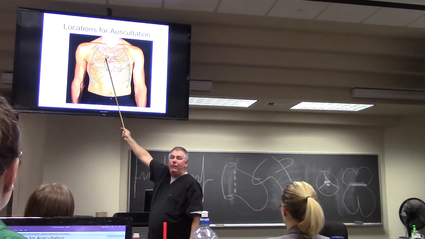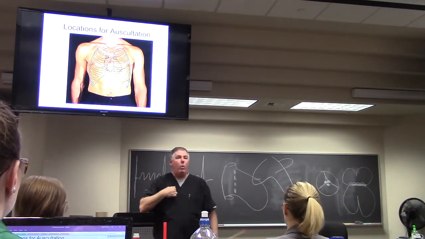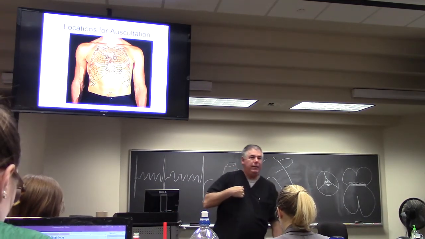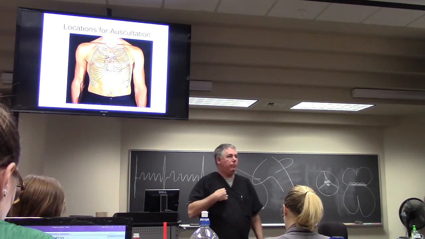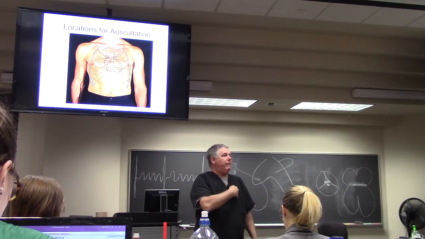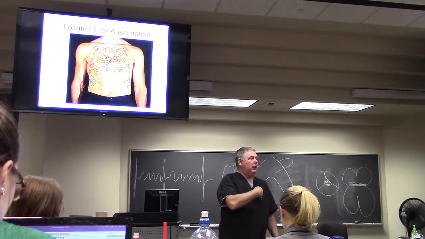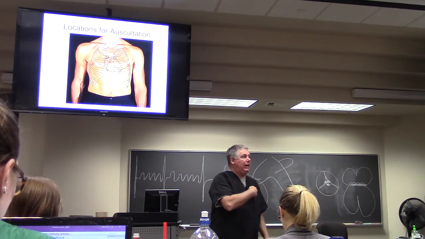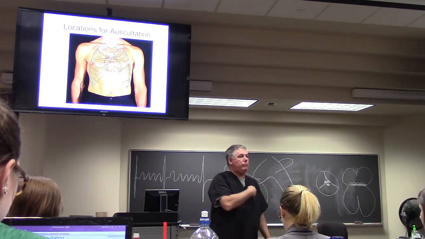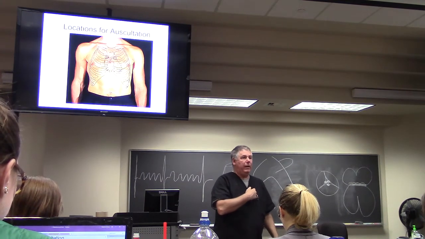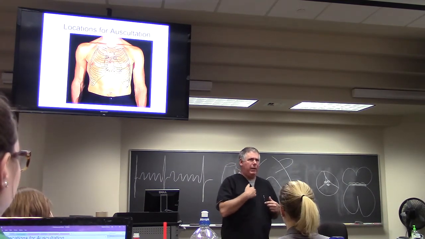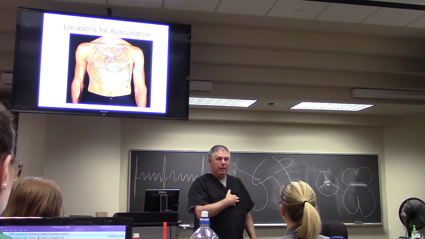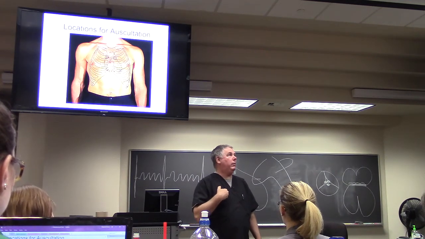The pulmonic valve is heard best in the right second intercostal space, right beside the sternum. The aortic valve is in the left second intercostal space, right beside the sternum. And I always do this. Is it AP or PA? I always do this. I'm right-handed, so I say PA. I'm a PA. So that's how I know.